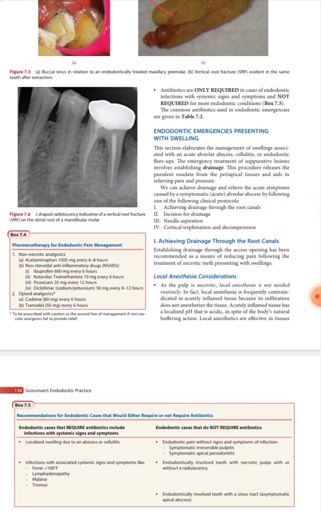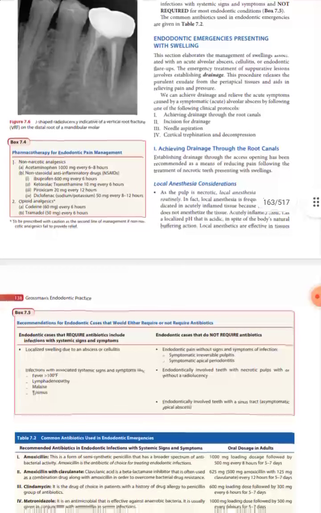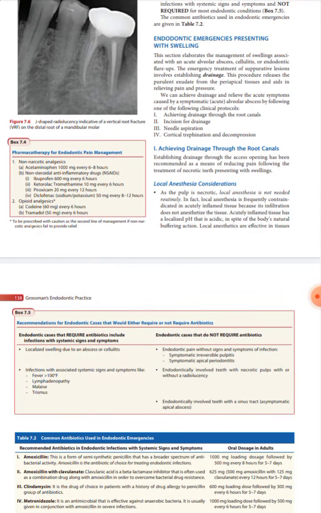Antibiotics are only required in case of endodontic infection with systemic signs or symptoms and not required for most endodontic conditions. The common antibiotics used in endodontic emergencies, जैसे कि the endodontic emergency is presenting with swelling. So this section elaborates the management of swelling associated with acute alveolar abscess, cellulitis, endodontic flare-up.